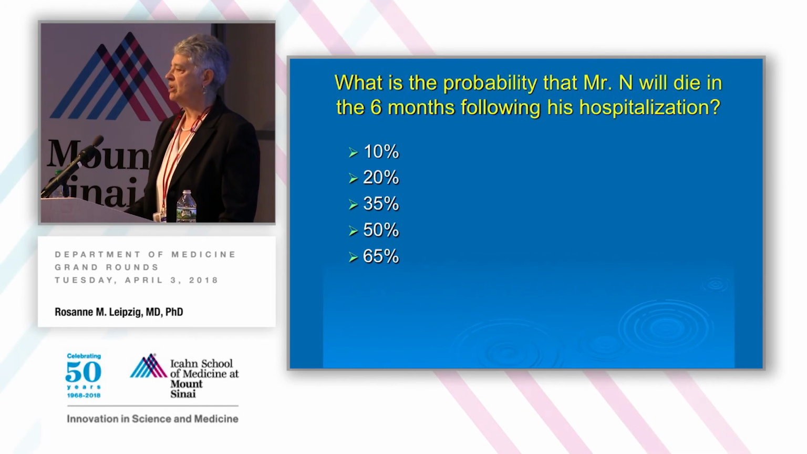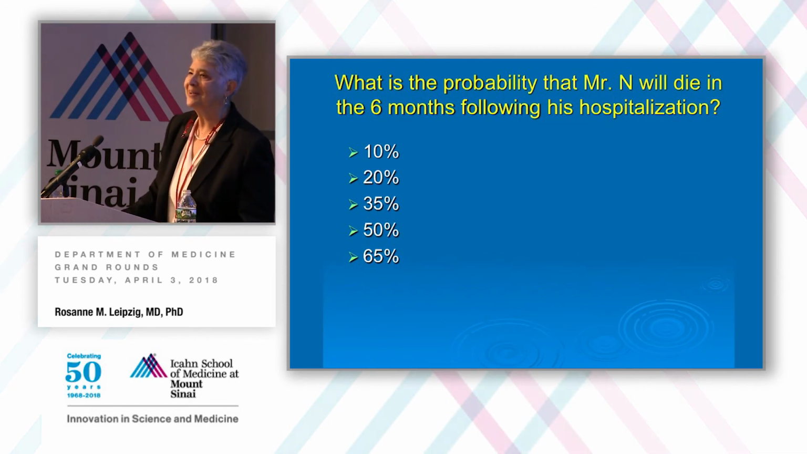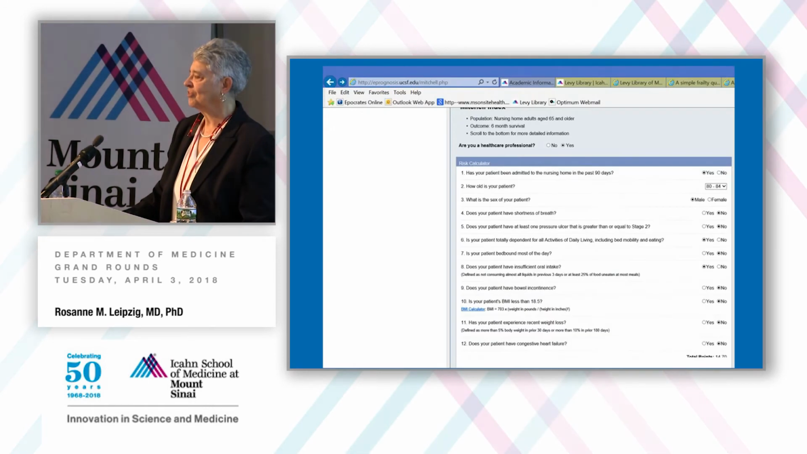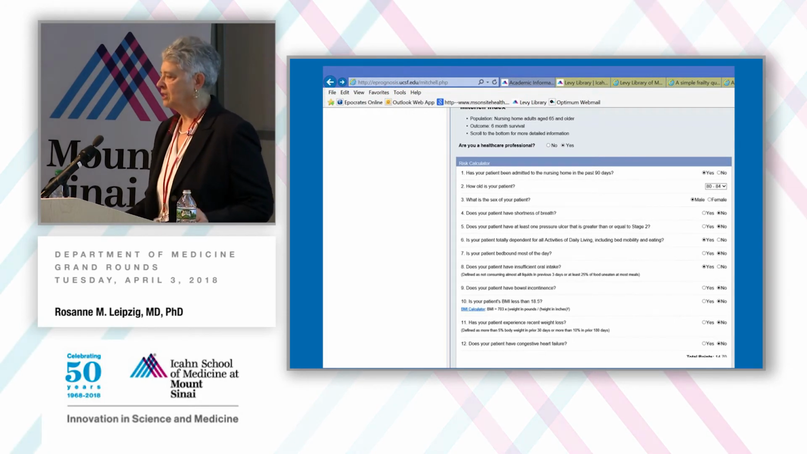What's the probability that in the next 6 months he'll die? 10%? 20%? I hope not to make you therapeutic nihilists. 35%? 50? 65. Everybody's at 65. Remember, this is for 6 months, not a year, so a little bit of a trick.